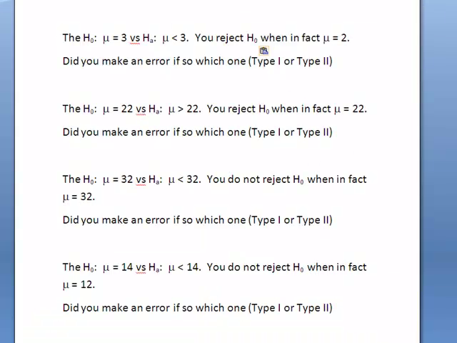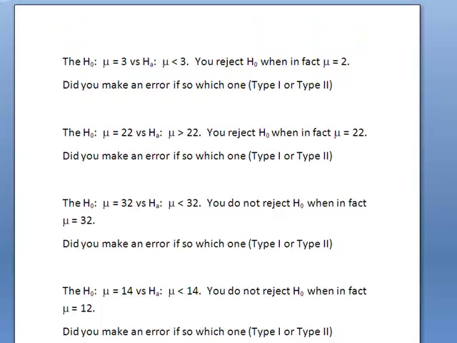Now we're going to look at these errors in practice, well, practice for class. Let's look at this first one. The null hypothesis says the mean equals 3. The alternative is that we think the mean is less than 3. You reject the null hypothesis when in fact the mean was 2. Did you make an error? If so, which one, a type 1 or a type 2?